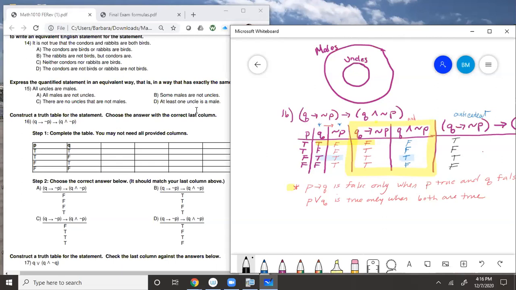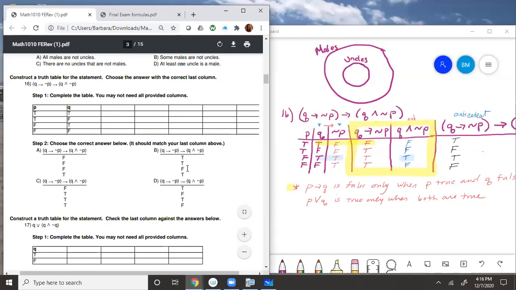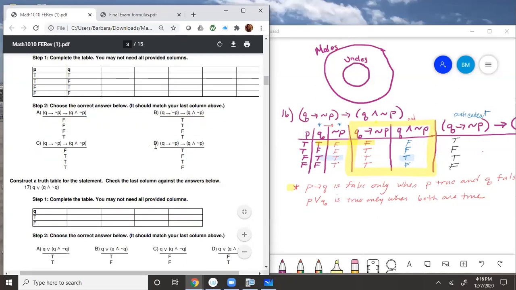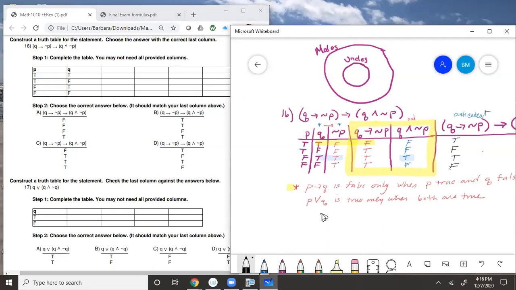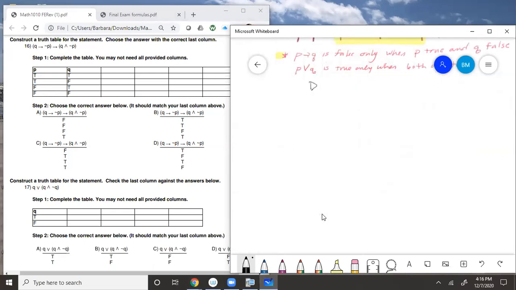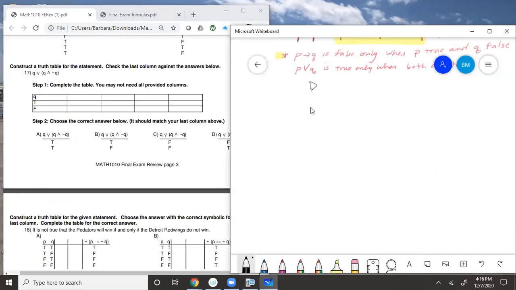Okay, Alexis, so we are on number, let's see, so true, false, true, false. So the correct answer is D for number 16. Okay. Let's construct a truth table for 17. So we have Q or not Q.